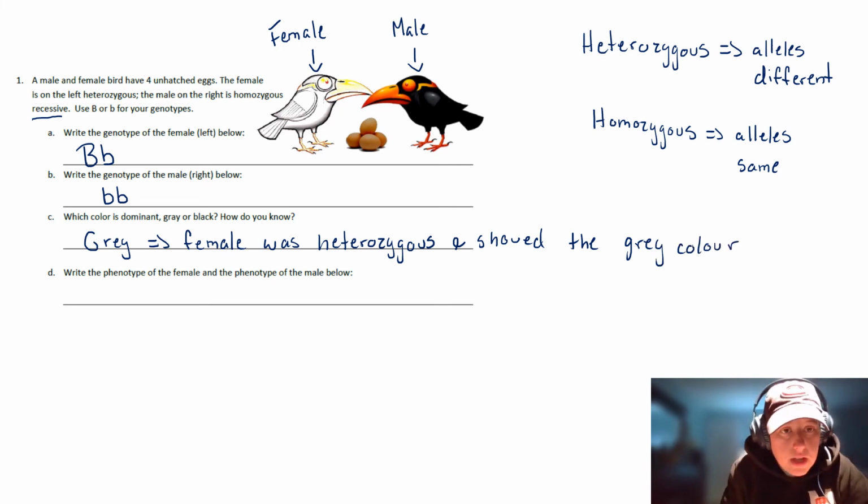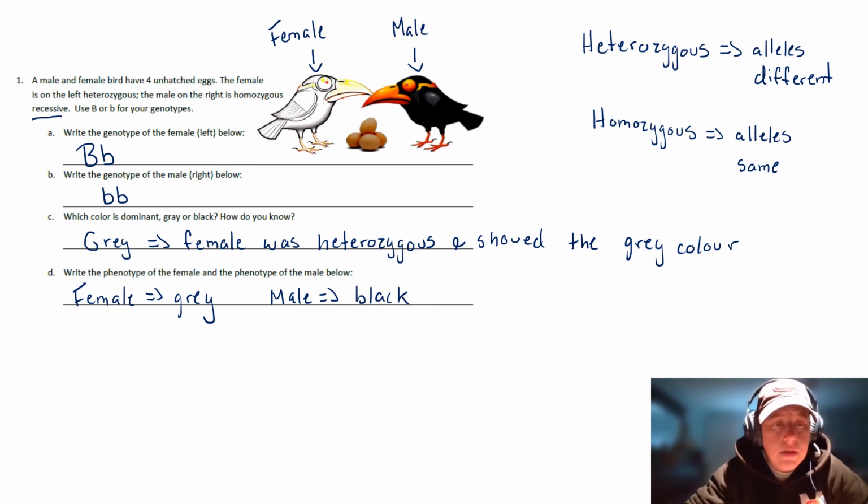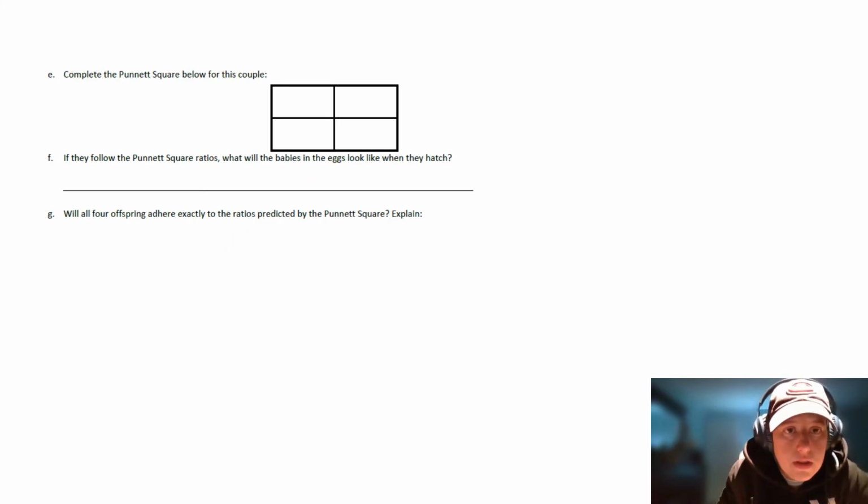So write the phenotype of the female and the male. Well, the female is showing gray. So what colors they're showing. And the male is showing black. So now we have all of the information that we need to do our Punnett square. So I'm just going to put the female on top, so capital B, little b, and the male on the side, little b, little b.